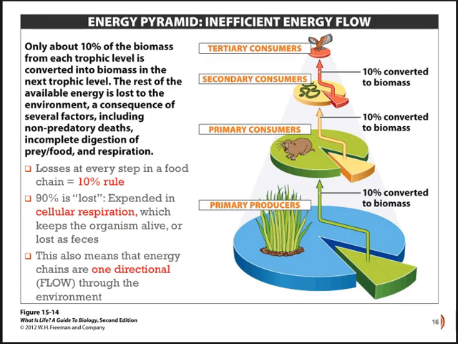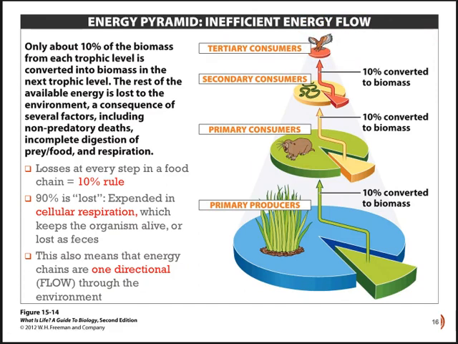This is just a general rule of thumb that says that at each trophic level in this energy pyramid, only about 10% of that energy is actually converted into physical biomass. Biomass just means the physical structures of the body. Only about 10% of that energy found at one trophic level is converted into the physical biomass in the next trophic level. This has huge implications for how many top carnivores you can have in any given ecosystem.